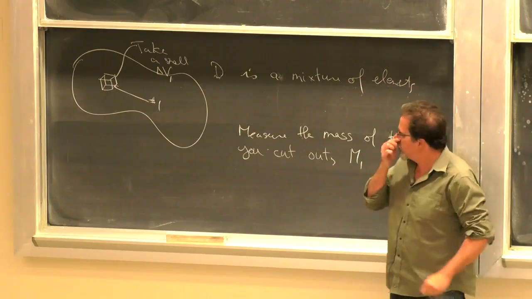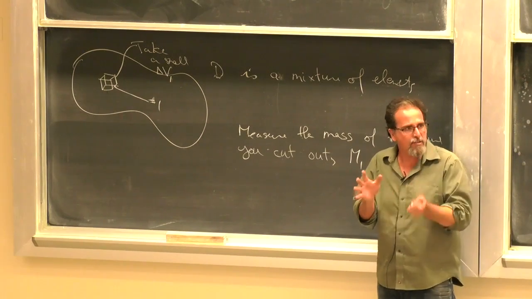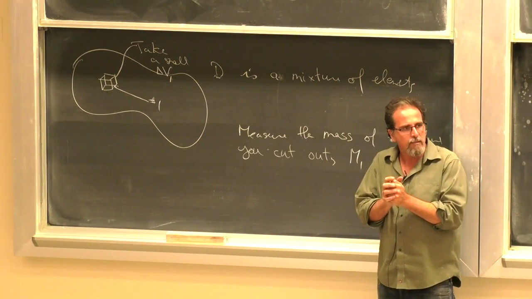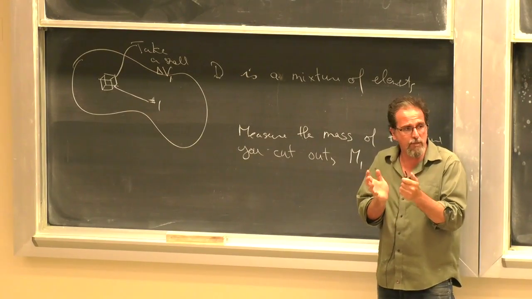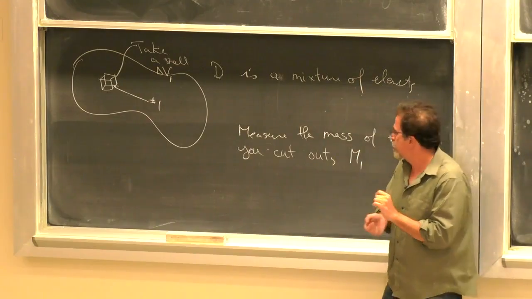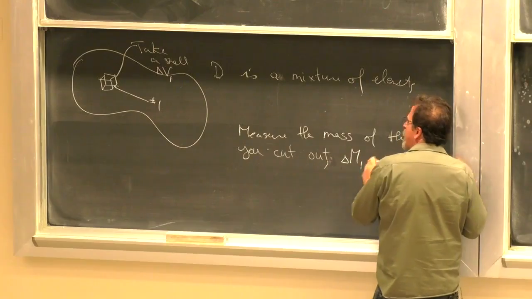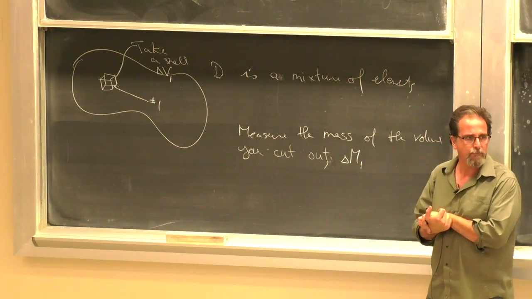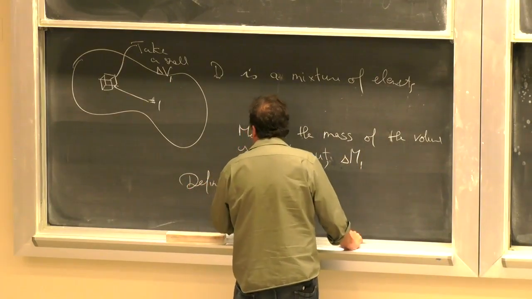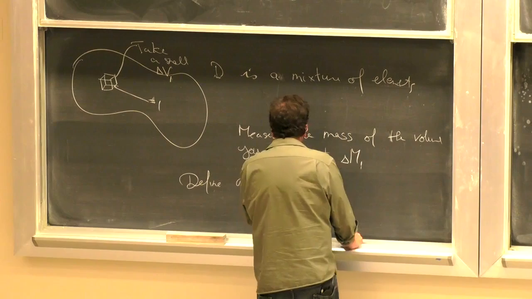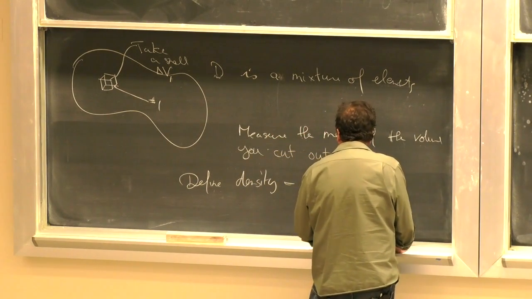Now notice, everybody, if I have a big volume, I'm going to have more mass. If I have a smaller volume, I'm going to have less mass. The mass is basically proportional to the volume. As I decrease the volume, I decrease the mass. So instead of calling this M1, I'm going to call this delta M1, because it's the amount of mass that you cut out. And so we define this notion of density as the amount of mass you cut out divided by the volume you cut out.